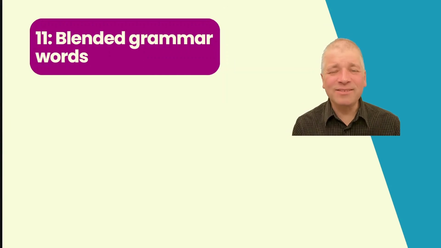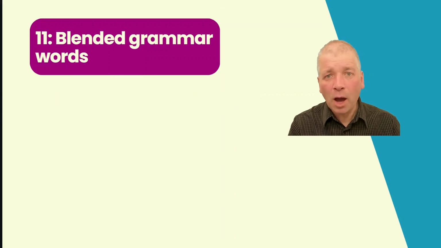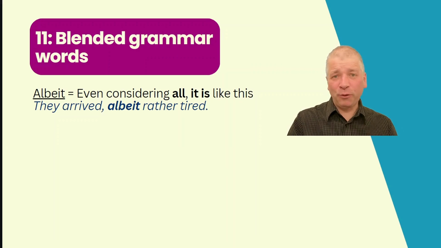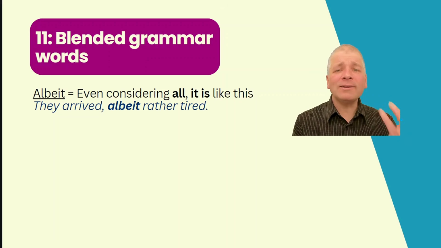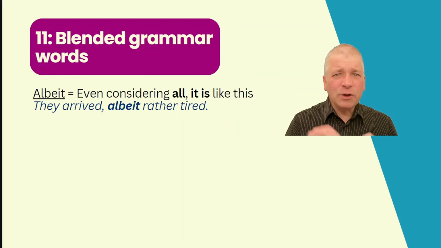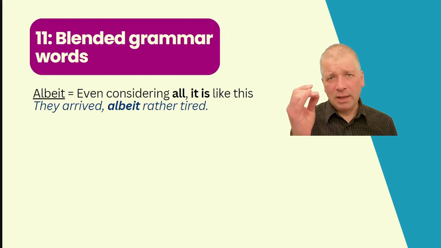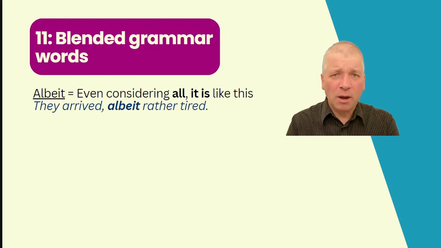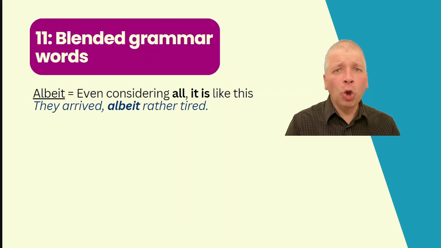11 is blended grammar words. For example, the word albeit. Albeit is formed from all, be, and it. And the meaning contains all three words. Even considering all, it is like this, is reflecting be. Look at the example. They arrived, albeit rather tired. Even considering all, the situation was that they were rather tired.